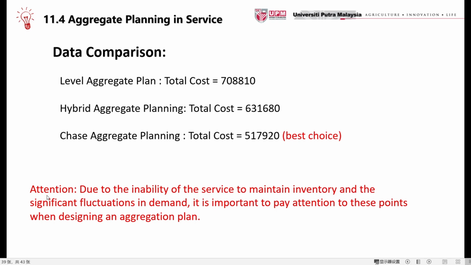We need to pay attention to this due to the inability of services to maintain inventory and the significant fluctuations in demand. So it is important to pay attention to this point when designing an aggregate plan in service.